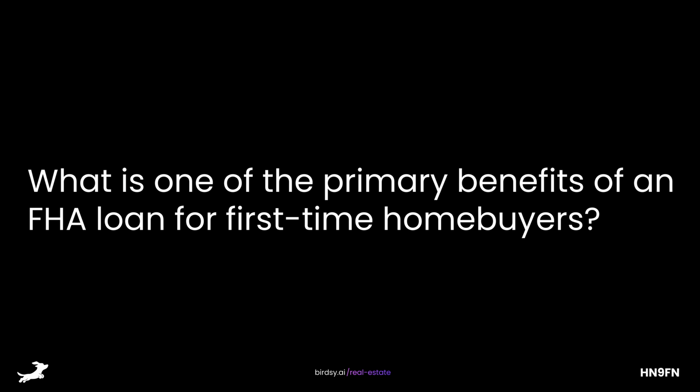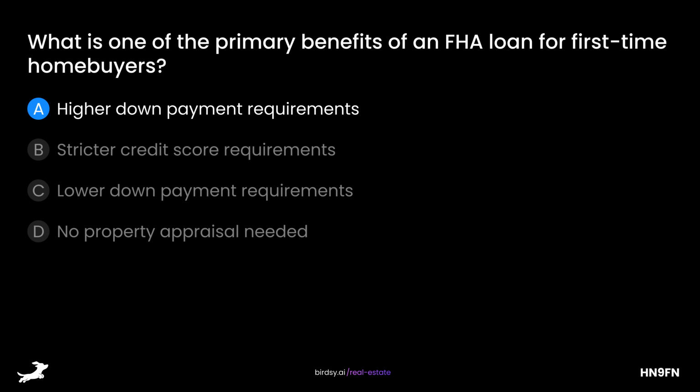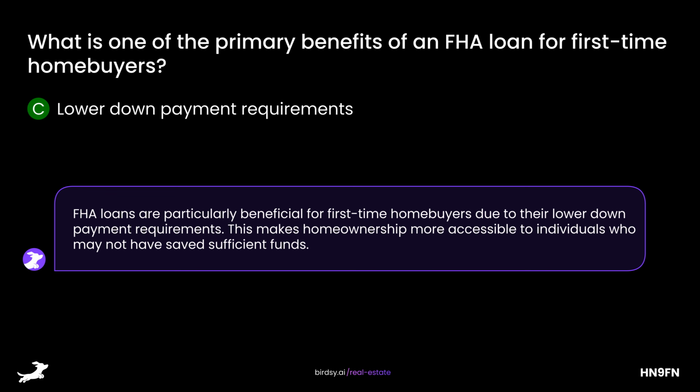What is one of the primary benefits of an FHA loan for first-time homebuyers? Is it A, higher down payment requirements, B, stricter credit score requirements, C, lower down payment requirements, or D, no property appraisal needed? The answer is C, lower down payment requirements. FHA loans are particularly beneficial for first-time homebuyers due to their lower down payment requirements. This makes homeownership more accessible to individuals who may not have saved sufficient funds.